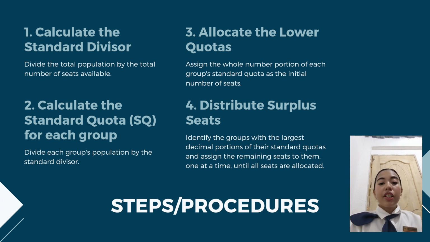Step 4. Distribute surplus seats. Identify the groups with the largest decimal portions of their standard quotas and assign the remaining seats to them one at a time until all seats are allocated. Assuming that the total from step 3 was less than the total number of seats, assign the remaining representatives, one each, to the state whose decimal parts of quota were largest, until the desired total is reached.